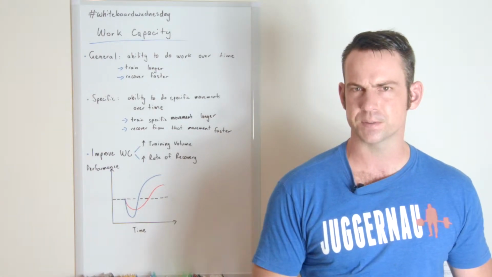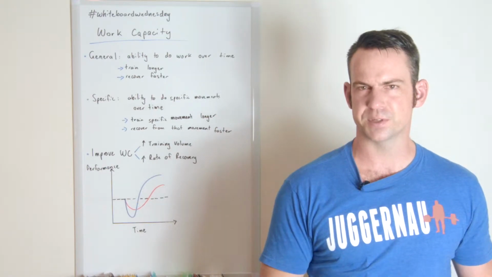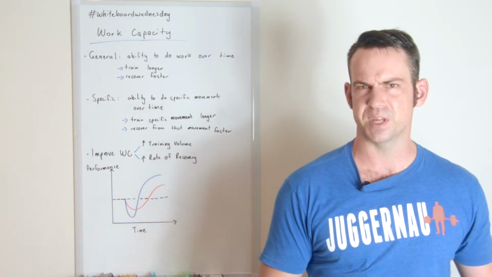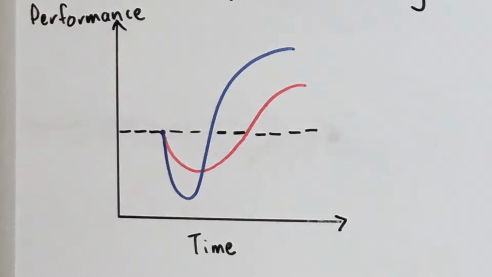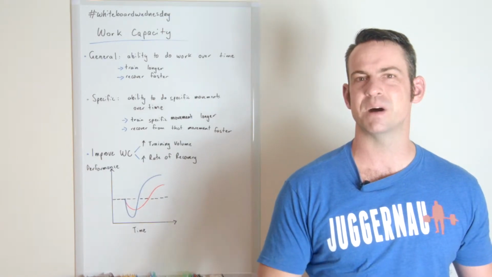We've got a diagram here that pictorially represents what a difference in work capacity might look like, going back to our general adaptation syndrome, where we have an initial baseline being the dotted black line, an amount of stress being applied, a drop in our performance, a return to the baseline or compensation, and then our positive adaptation being super compensation, which is an improvement above the baseline.